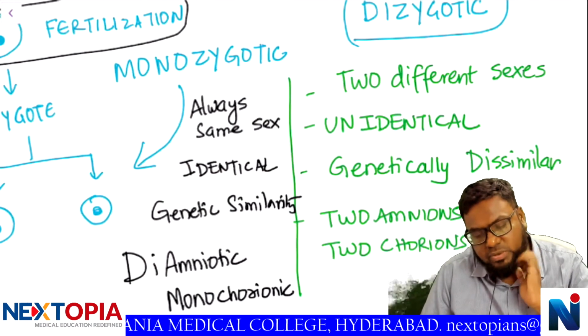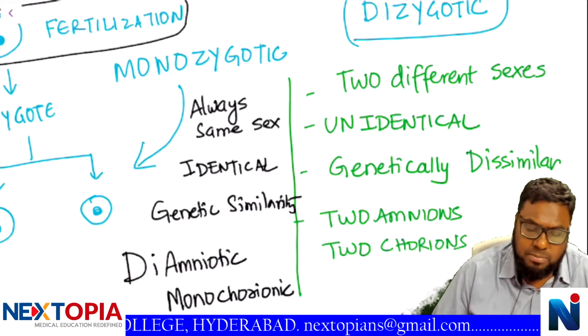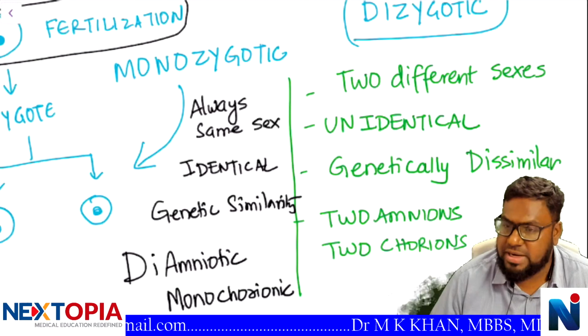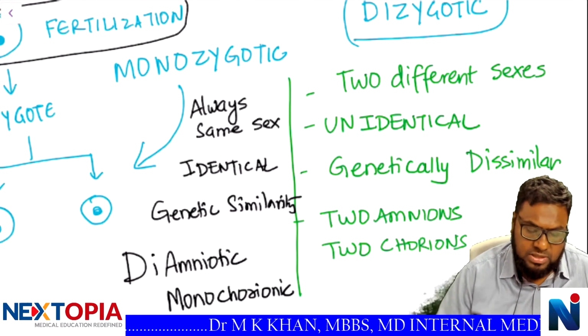whereas the dizygotic twins have two different amnions and two different chorions. So diamniotic, dichorionic type of placenta. So this completes the topic of twinning.